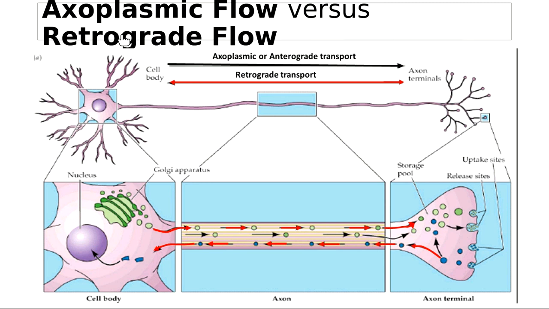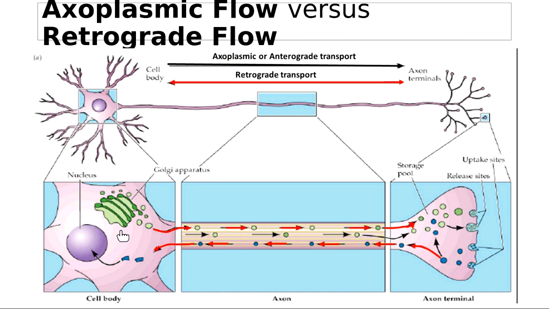Now retrograde flow, this is the red line here, the flow of materials from the cell body down the axon, as well as materials flowing from the axon to the cell body. So it's a two-way flow. Materials can go down the axon toward the terminals here and the knobs, as well as from the terminals and the knobs back toward the cell body. So it's a two-way flow.